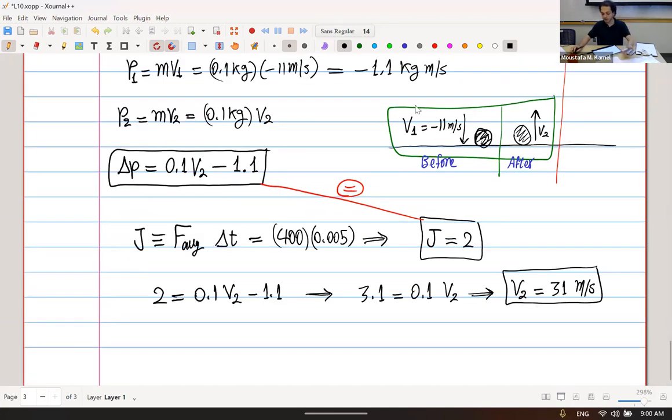You see, we got a positive number because we consistently put our signs in the right way. So before we had negative because the ball was going down, and the math automatically turned out to be velocity going back up because it bounces.